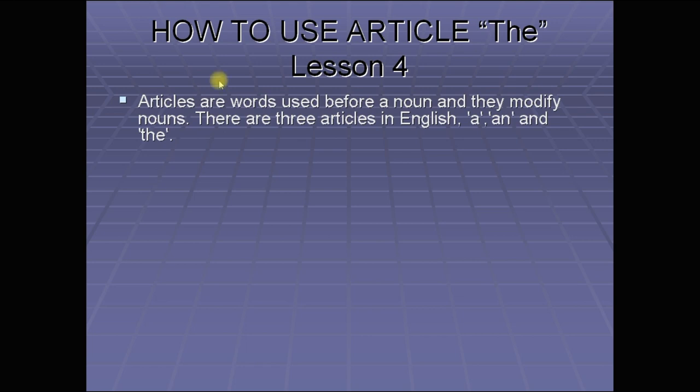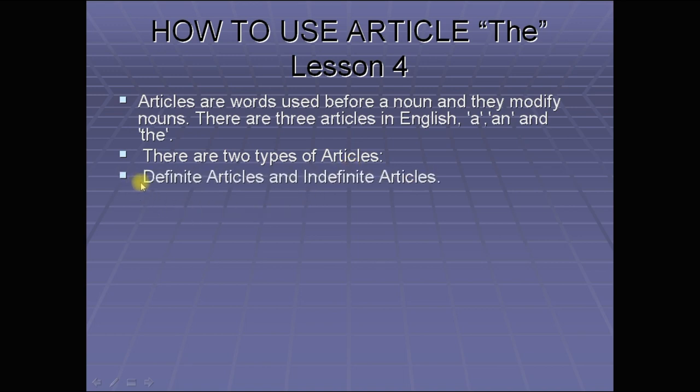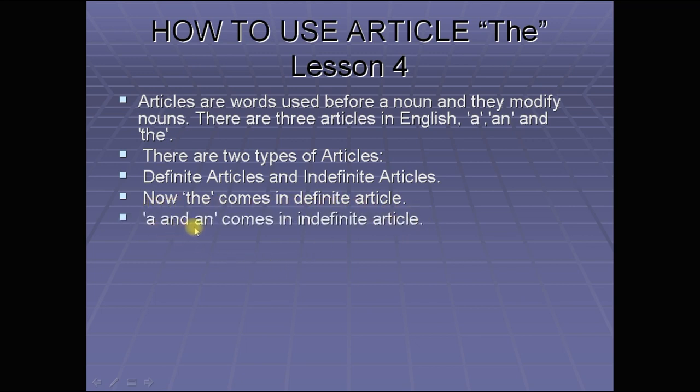Okay? What are articles? Articles are words used before a noun and they modify nouns. There are three articles in English: a, an, and the. There are two types of articles, definite articles and indefinite articles. Now, "the" comes in definite articles. "A" and "an" come in indefinite articles.